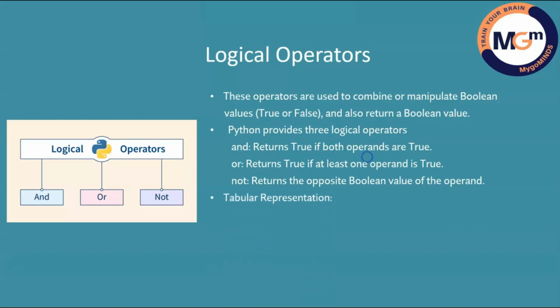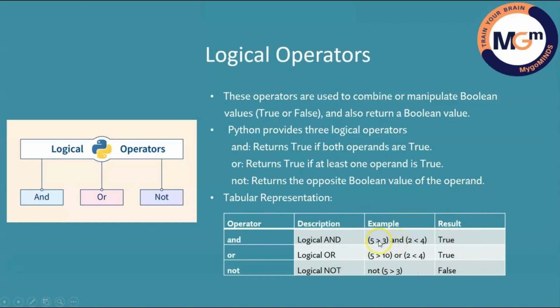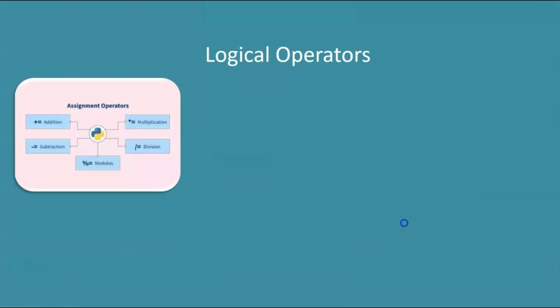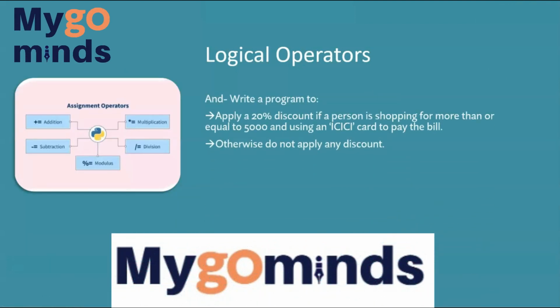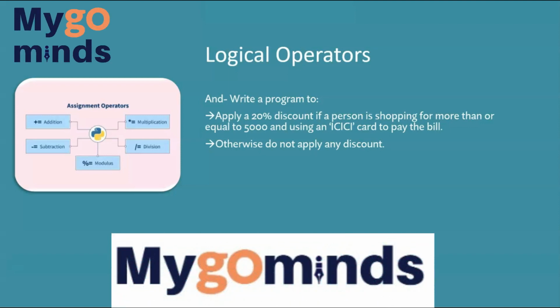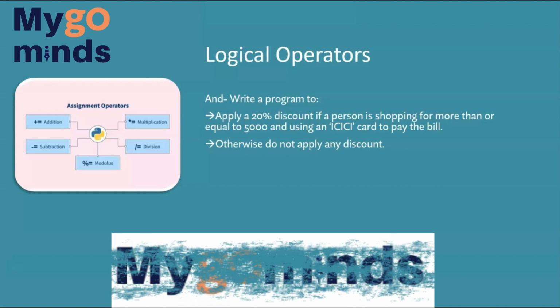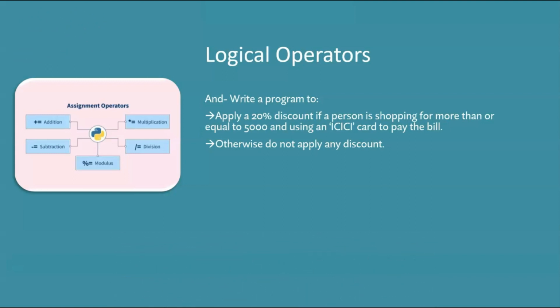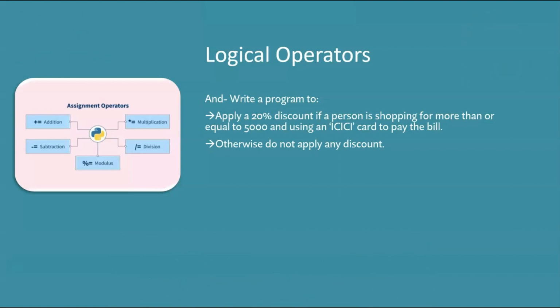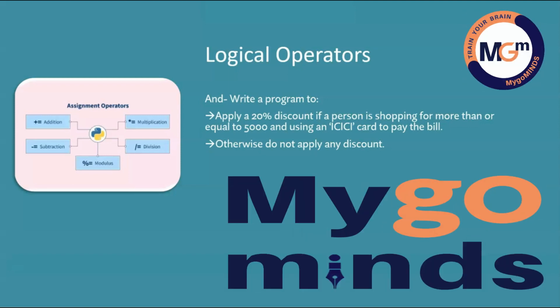Okay, so this is how it works between two different conditions. 5 is greater than 3, which is true, and 2 is less than 4, which is true. So true and true is always true. Let me take a small example. Suppose let us take Myntra or Amazon. Amazon is providing you a 20% discount if a person is shopping for more than or equal to 5,000 and you are using an ICICI card only for the payment. In that case, you will get the 20% discount, and if not, no discount is applied.